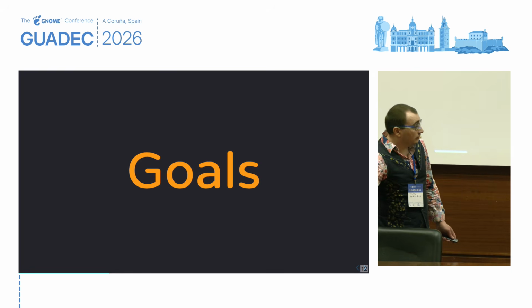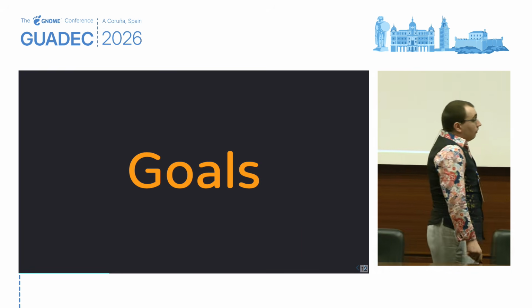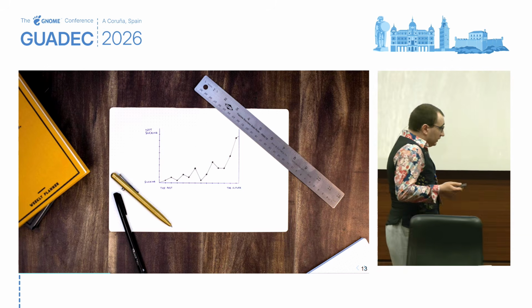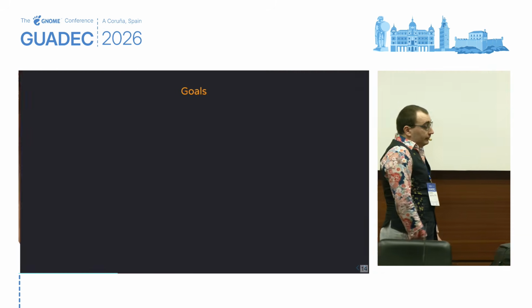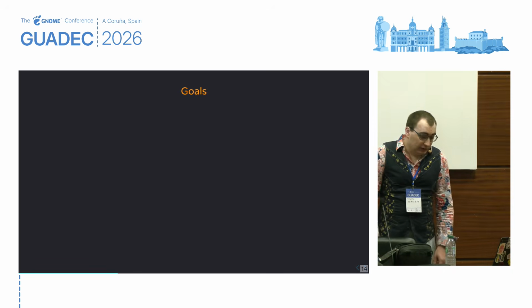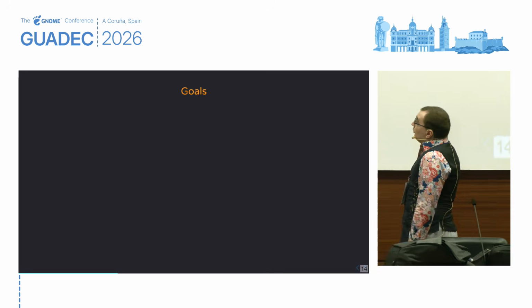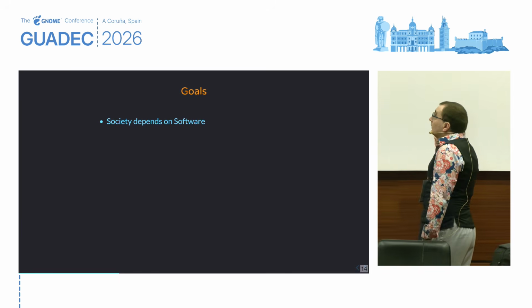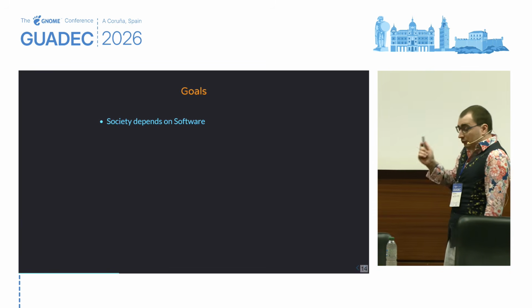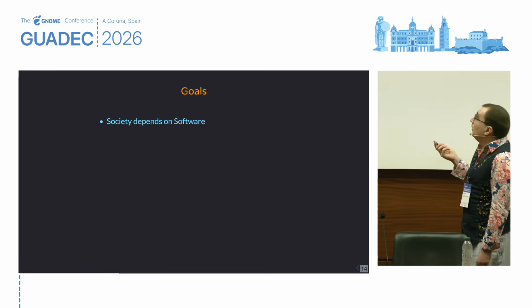OK. So what could be these goals? What do we want for the future? And what does the present tell us that it wants? I'm going to be nice here and reuse some and say some really broad things. Society depends on software, and we don't have a choice anymore. The reality is that society depends on us.